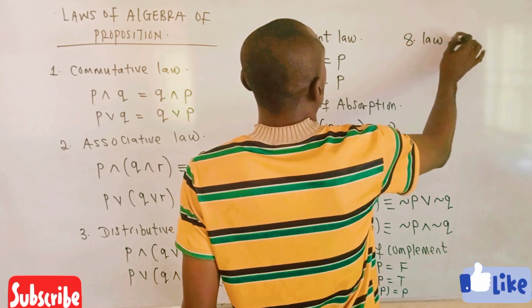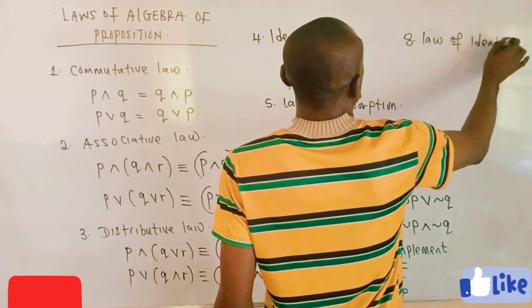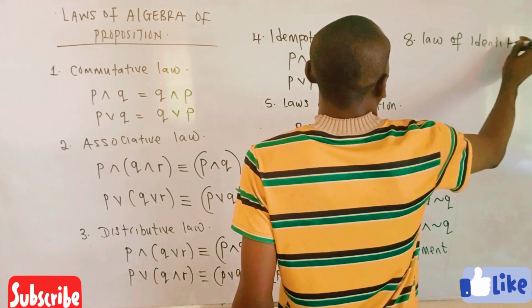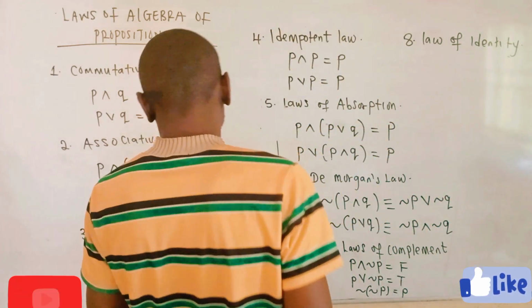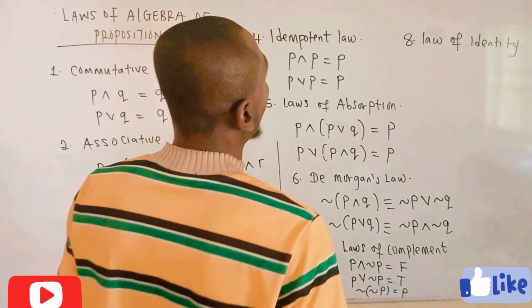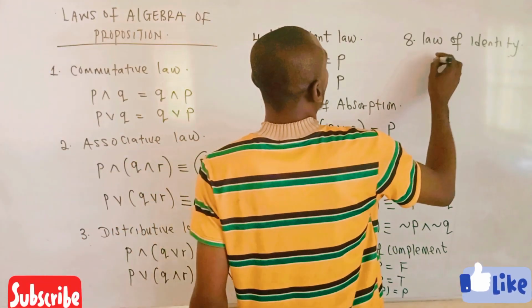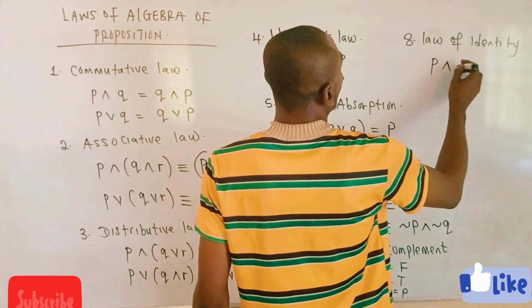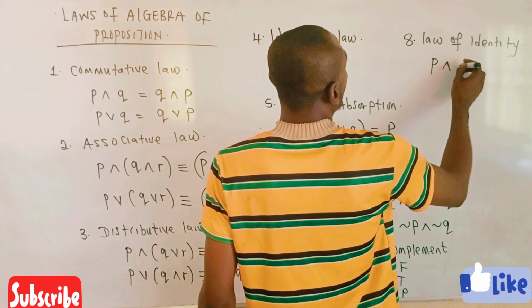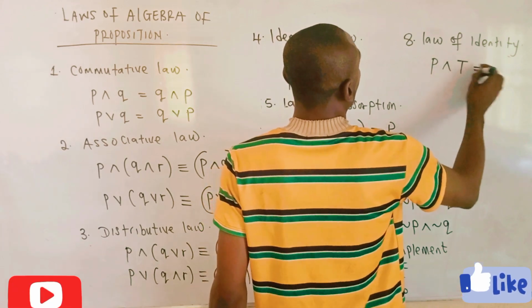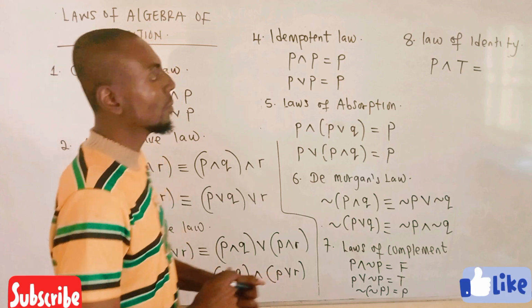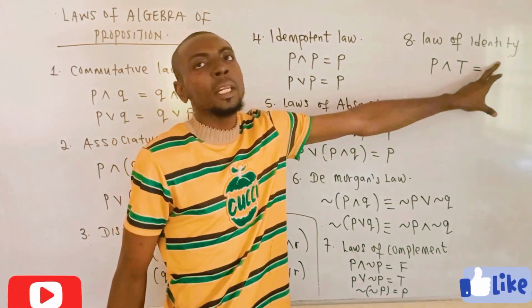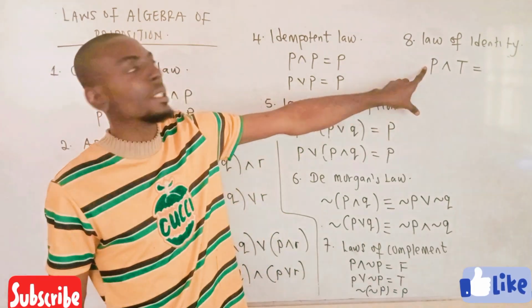The law of identity. Okay? So under the law of identity, we have P and true. P and true is equal to what? P. It depends on what P is.